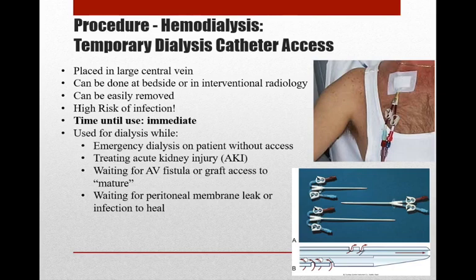It's not a long-term plan. Most patients are not going to go home with a central line catheter that they're keeping for the next 5 years while they're on dialysis. We use this while treating acute kidney injury, doing emergency dialysis, just a one-time dialysis on maybe a drug overdose patient or something like that, or while you're waiting for your AV fistula or graft to mature, or if your peritoneal membrane has gone down and you're waiting for it to heal. So these are temporary catheter access.